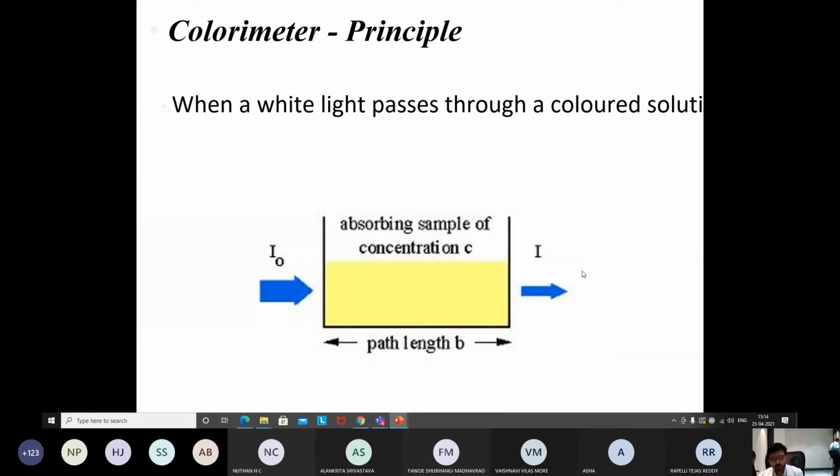Guys, whoever wants, you can turn on the mic and ask me questions in between. So when white light passes through a colored solution, some of the light is absorbed in the sample and some of the light comes out of the tube. It all depends on the concentration of the solute and the path length of the tube.